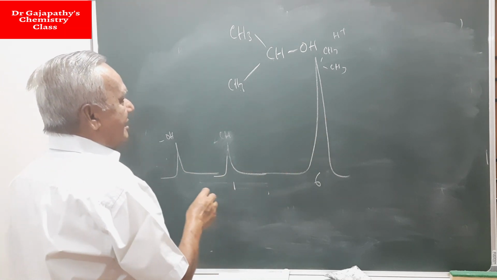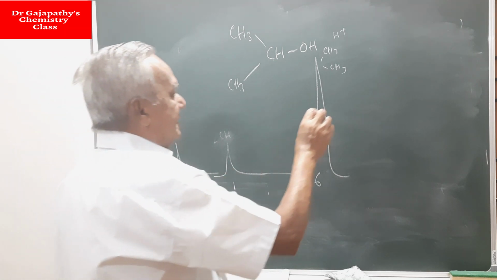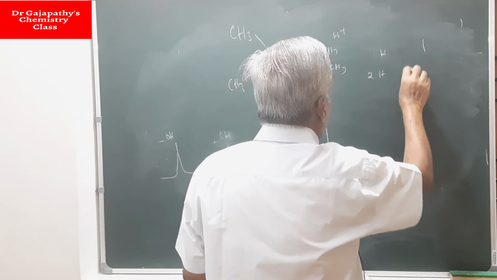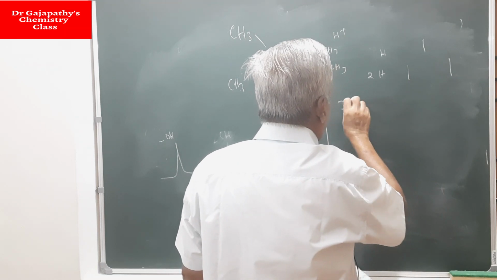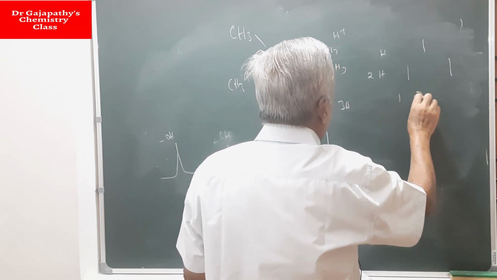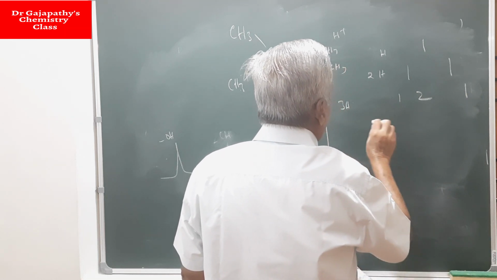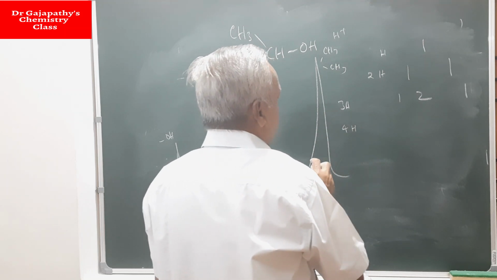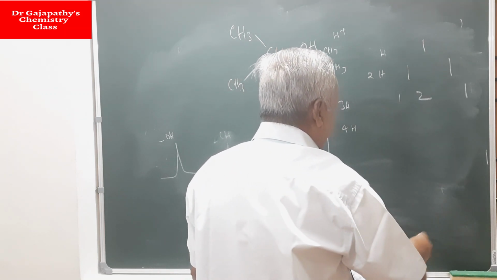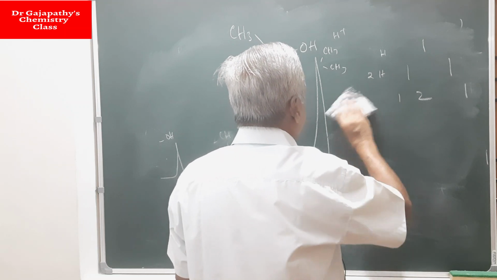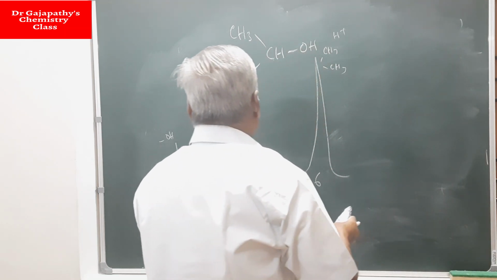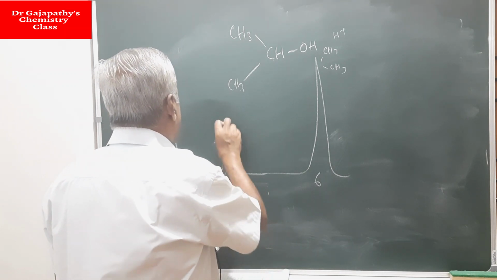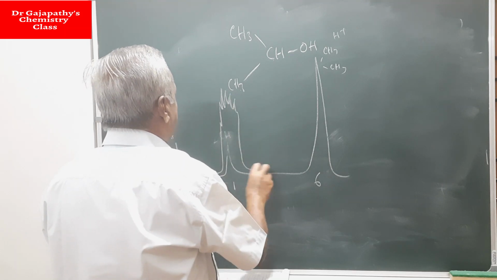Using Pascal's triangle, you can find out what it will be. This is for 1 proton. If 2 protons are there, it is 1:1. If 3 protons are there, it will be 1:2:1. For 4 protons, and so on, you can construct the diagram and it will be a septet. According to this Pascal's triangle, you can show this as a septet.